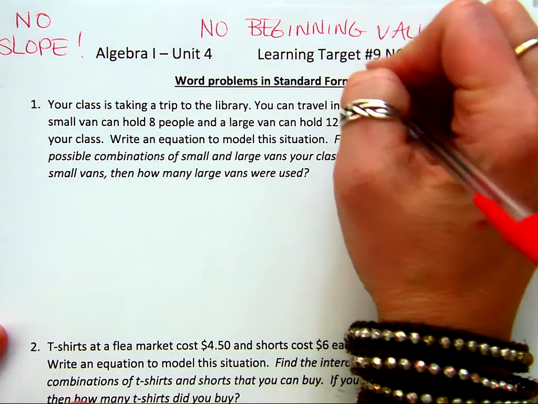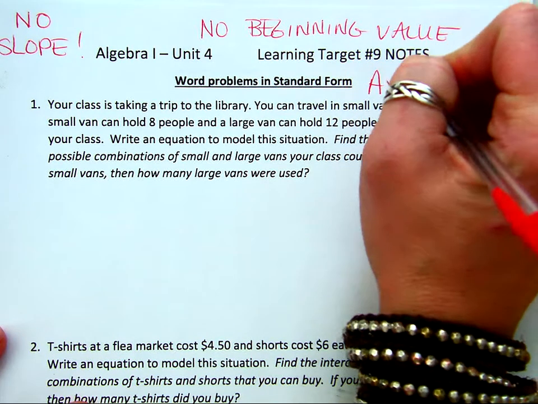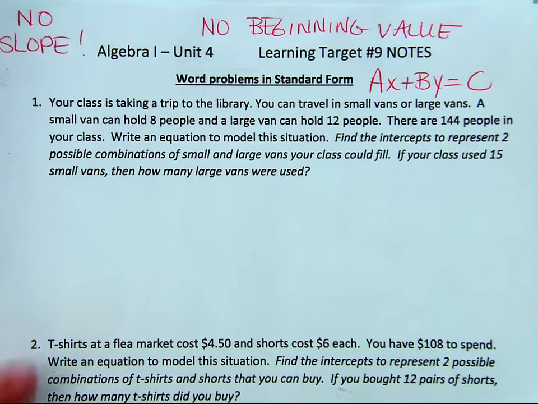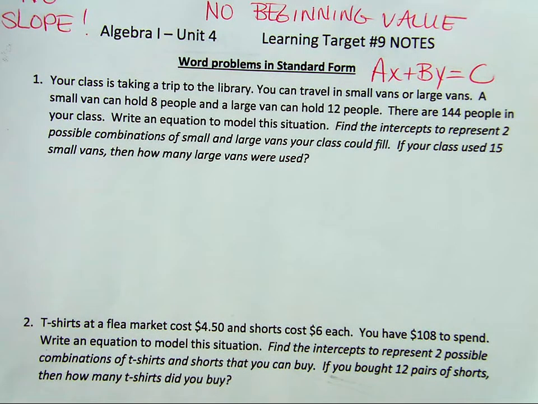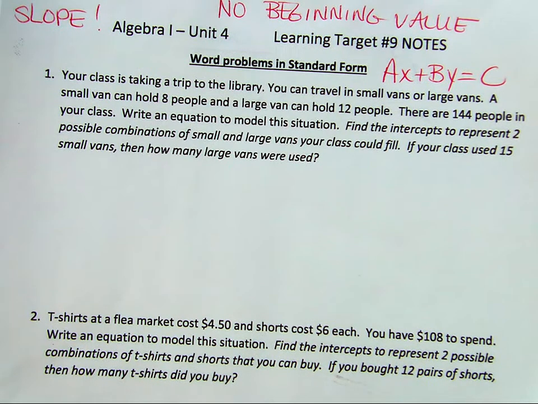So just a little reminder what standard form looks like. You have your x term, your y term, your equal sign, and then your constant. And that's what standard form looks like, okay? It's going to take us a few minutes to refresh our memory with what standard form is used for. Usually what do we do with standard form? We turn it into slope-intercept form. Not today.